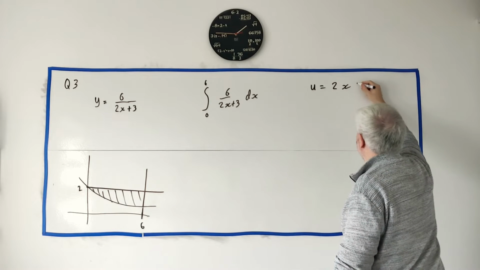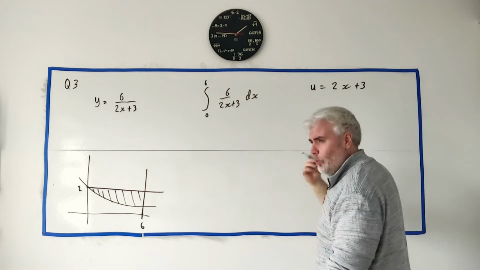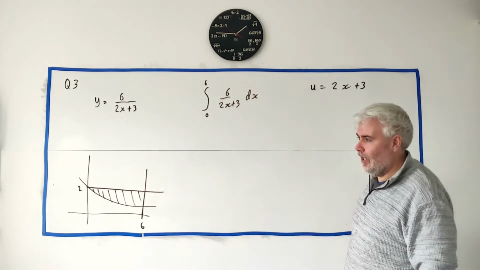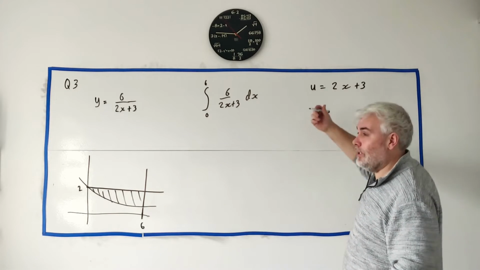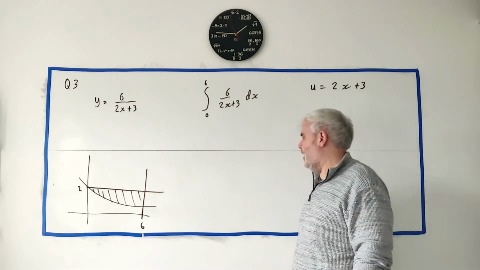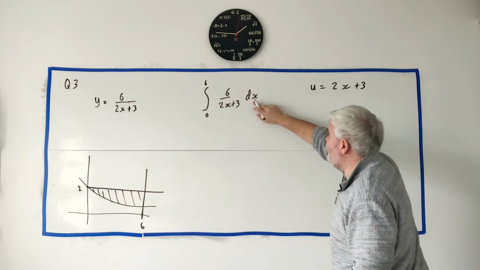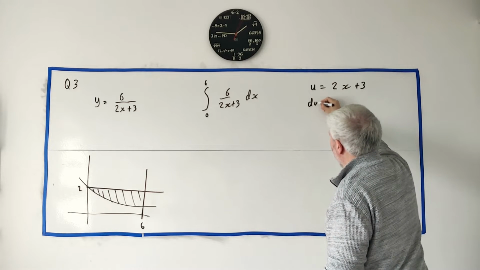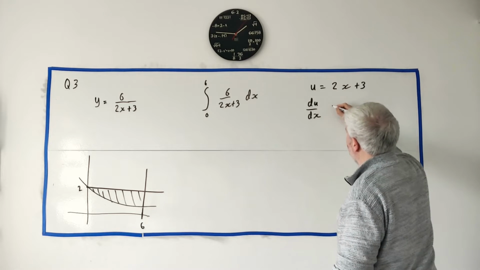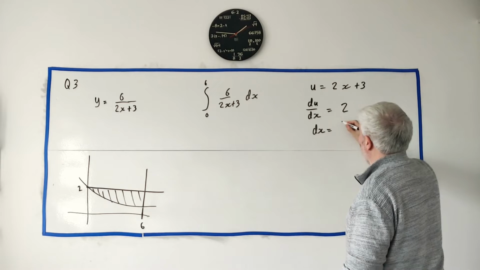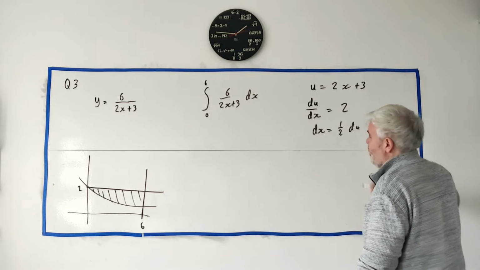I'm going to replace u is equal to 2x plus 3, because this works for really hard questions and medium. I'd call this a medium hard question, but this replacement method works all the time. So I will get u is equal to this. I'm going to end up needing dx, so I'll differentiate u. du/dx is equal to 2. Rearrange this, I get dx is equal to 1 over 2 du.